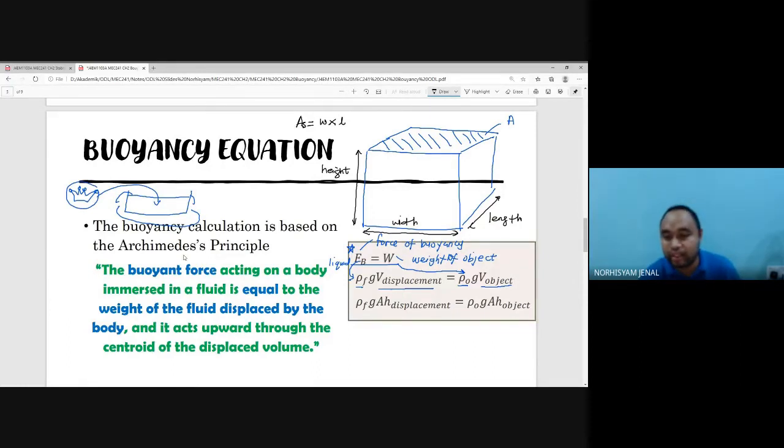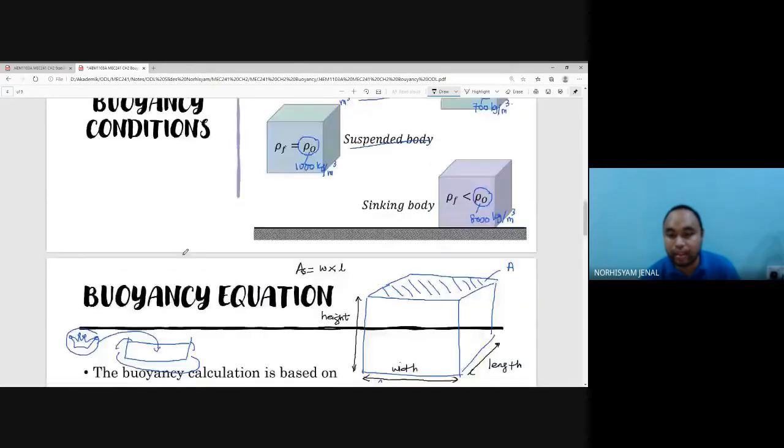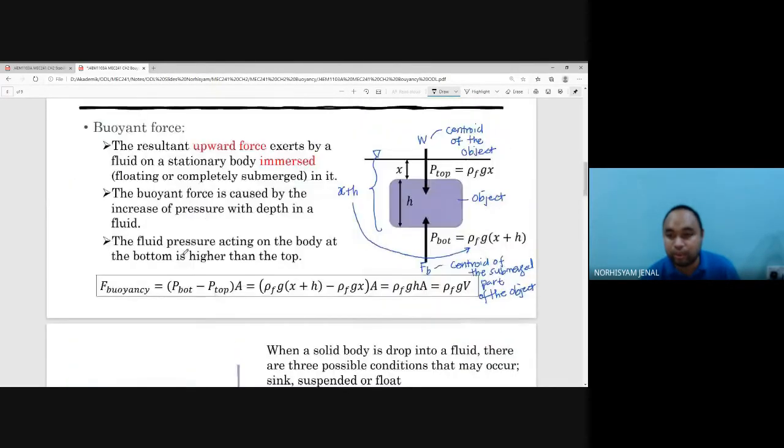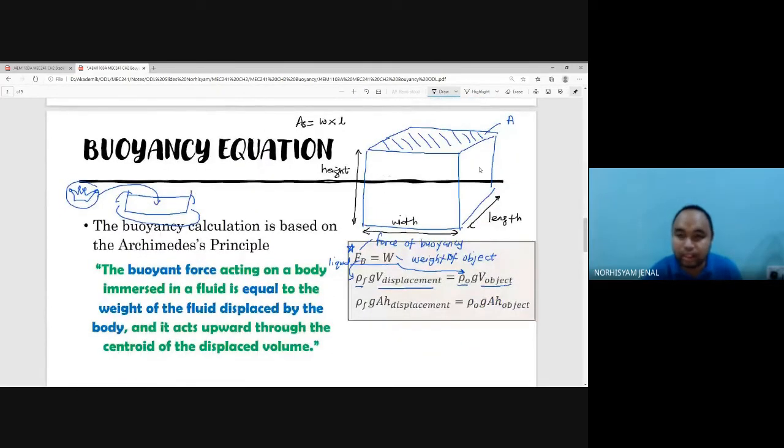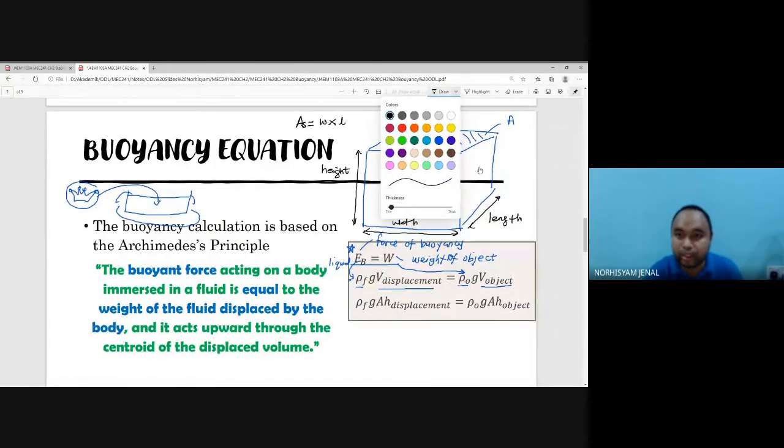So how do we get the calculation? Weight will act at the centroid of the body of the object. I said just now, weight is acting at the centroid of the body. So if I have a body like this, and I want to find the centroid, it should be somewhere here.